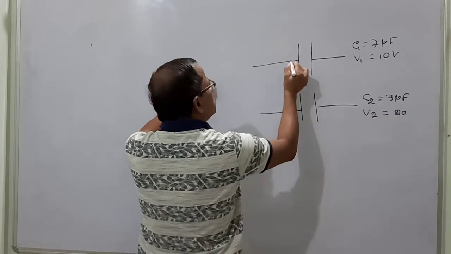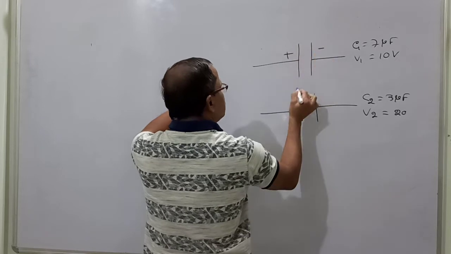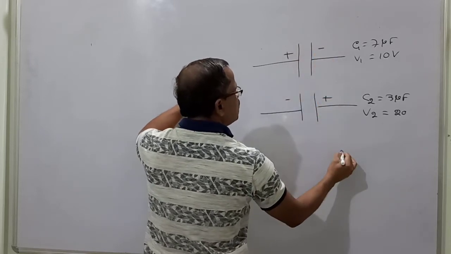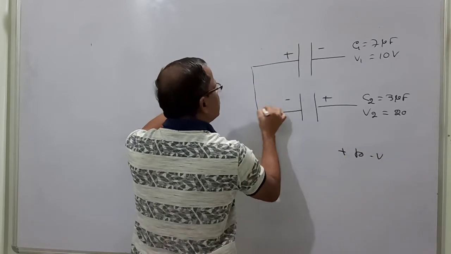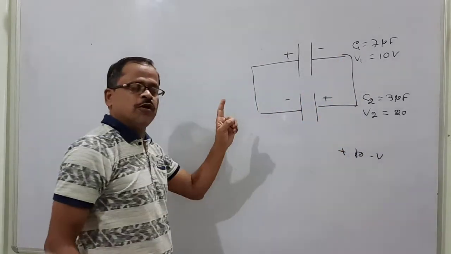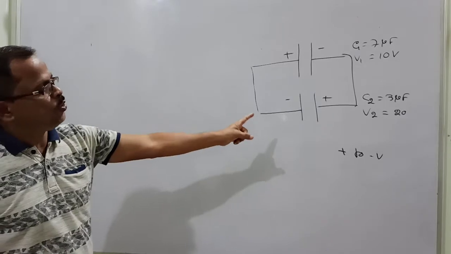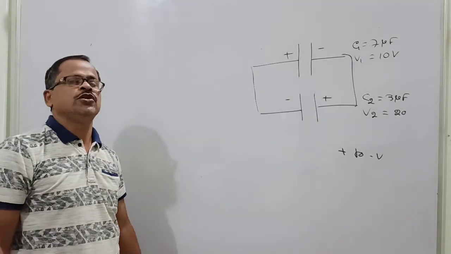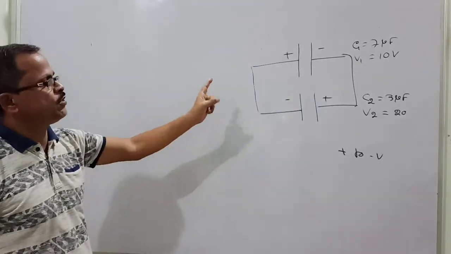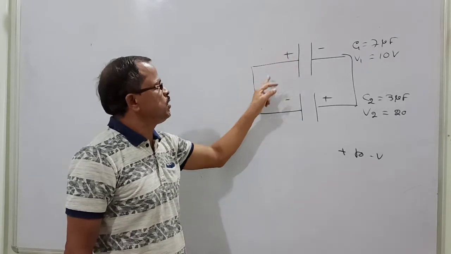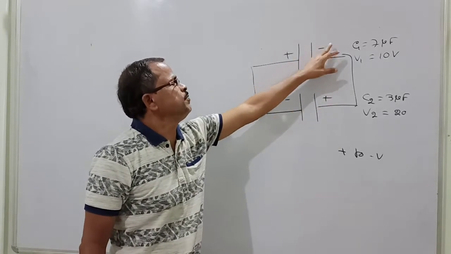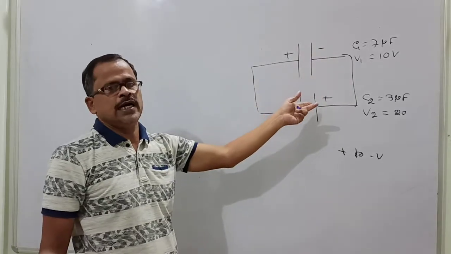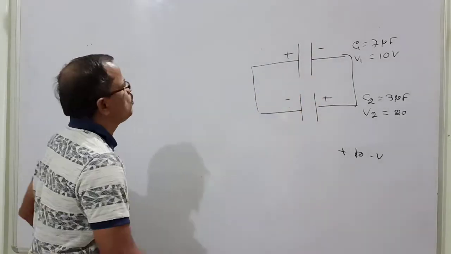But the question is, this is positive, this is negative, this is negative, this is positive. If positive is connected to negative terminal, then what is the common potential? How much charge will flow and what is the amount of energy loss? So now here the connection is positive to negative, and this positive is connected to this negative. If the dissimilar poles are connected together, what is the common potential?